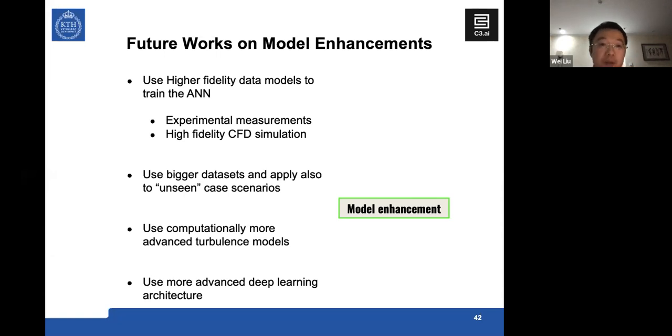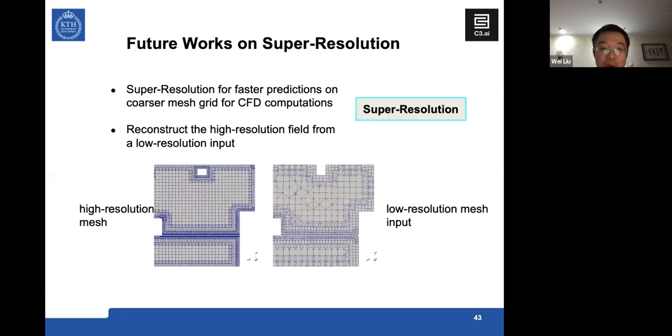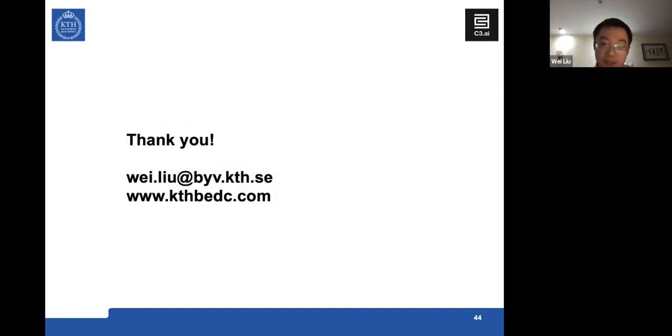And besides, we are also very interested in trying the super resolution techniques applied to the grid concepts. For example, we can reconstruct the more accurate flow field computed by the very expensive fine grid by using a very low resolution coarse grid as the input. And we will also try to see if we can solve the extrapolation problems that we found in other studies.